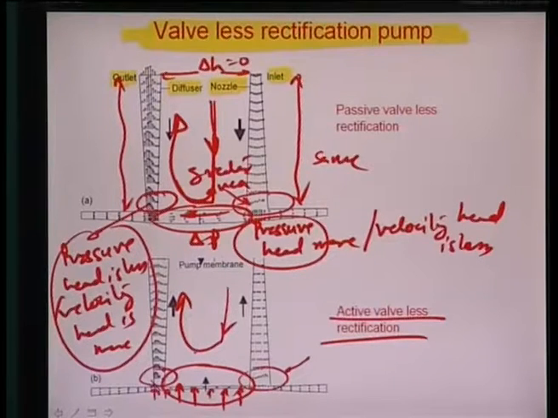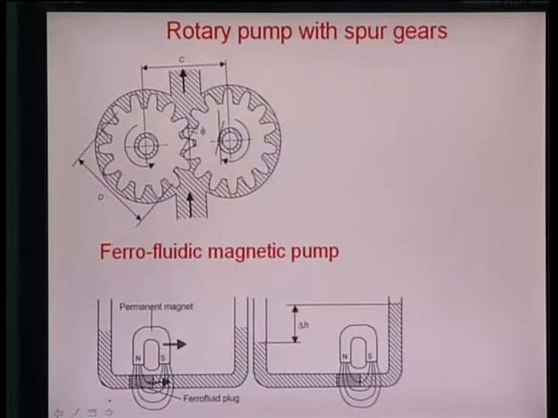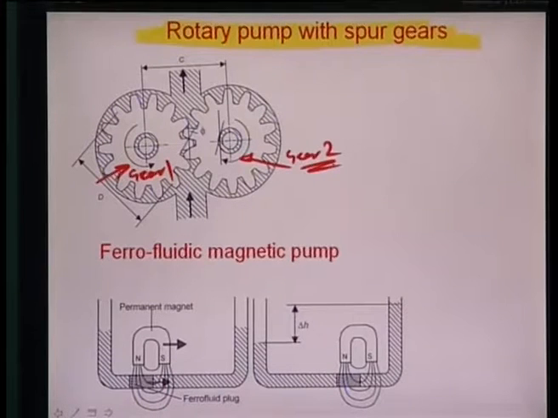Now, there are other forms of pumping systems, one of them being rotary pumps with spur gears, as you can see here in this illustration. Here, as you see, there are two gears, gear 1 and gear 2, and they are moving in a direction.